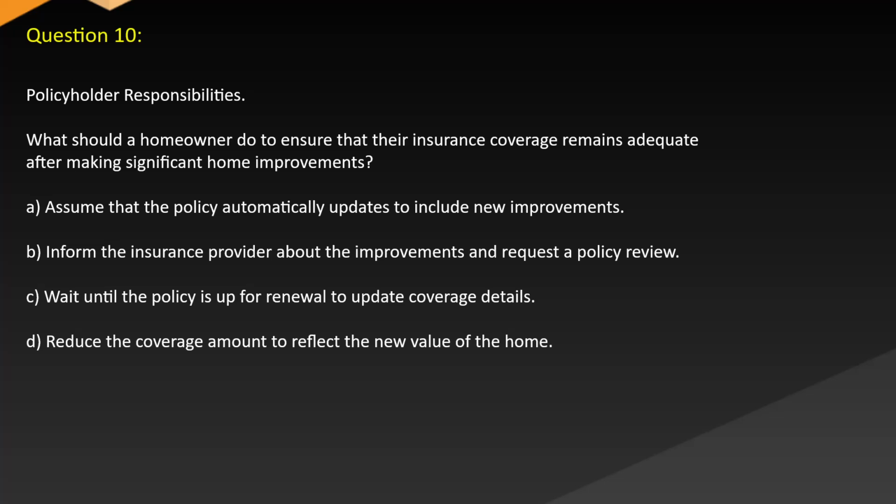Question 10. Policyholder responsibilities. What should a homeowner do to ensure that their insurance coverage remains adequate after making significant home improvements? A. Assume that the policy automatically updates to include new improvements. B. Inform the insurance provider about the improvements and request a policy review. C. Wait until the policy is up for renewal to update coverage details. D. Reduce the coverage amount to reflect the new value of the home.